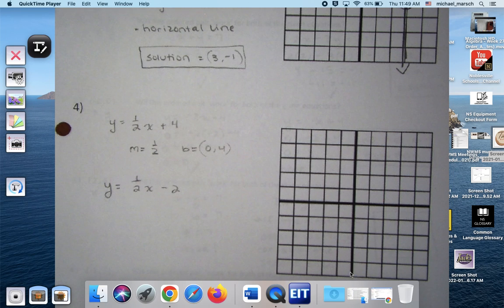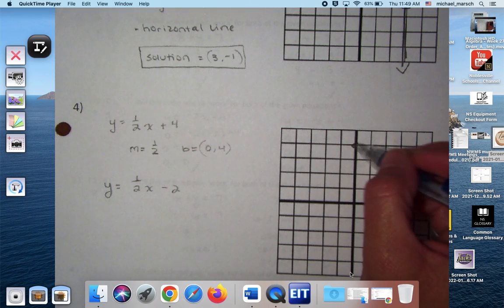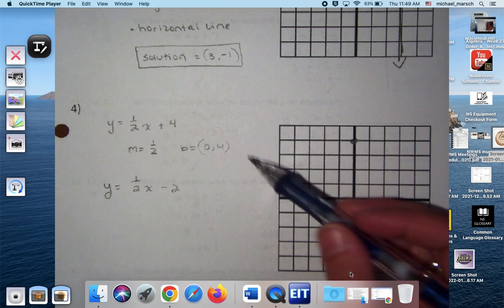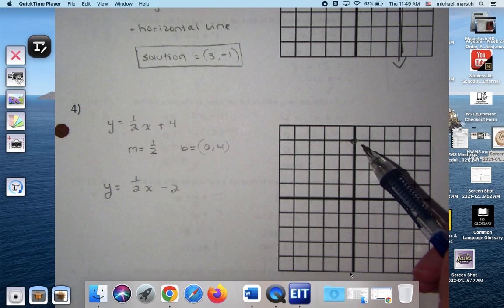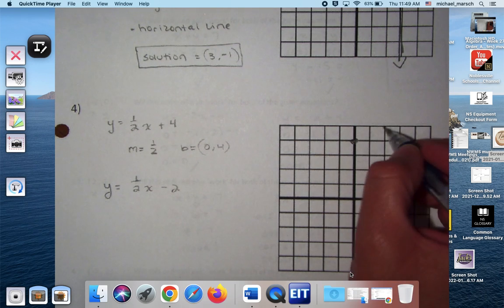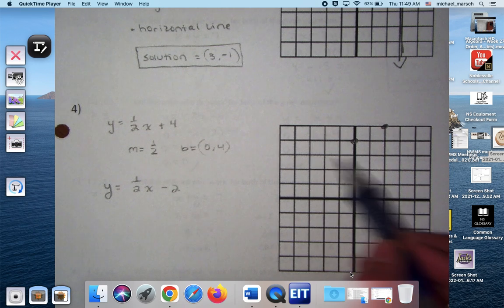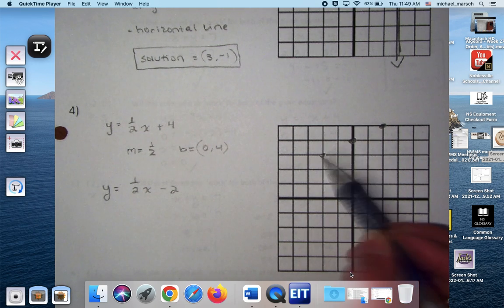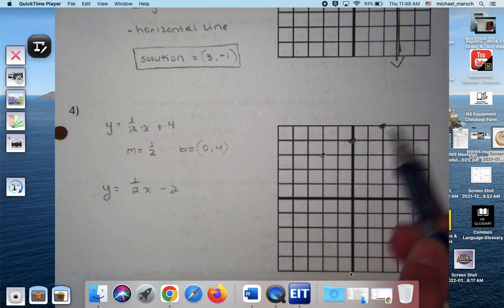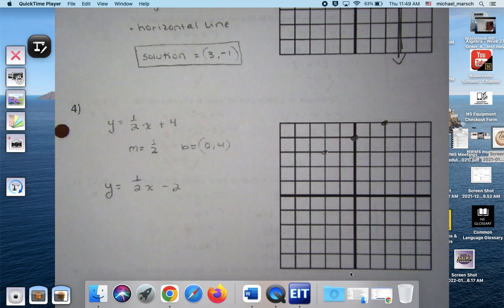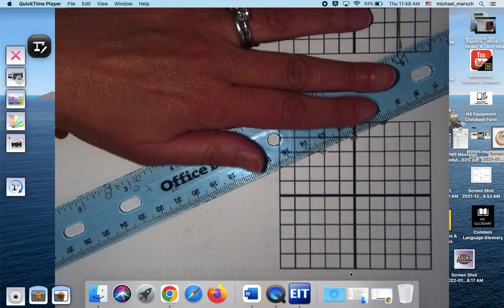So when I graph this, I start at my y-intercept, which is 0, 4, and I go up 1 over 2, but then I can't keep going up, so I do the reverse, down 1, back 2, and you can see that it goes in line with the other points. So there's my first line.